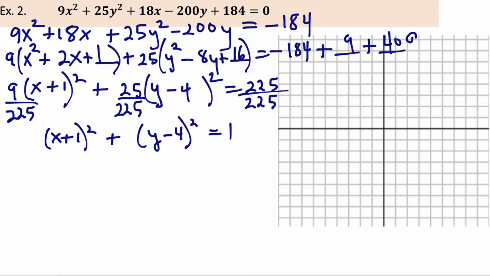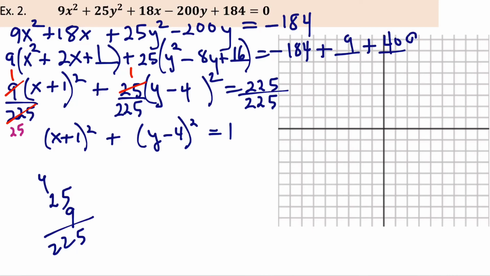All right, let's reduce those fractions here. 9 goes into 9 once and into 225 25 times. 25 goes into 25 once. Wait a minute. So this 9 times 25 is 225, so reducing this is actually 25 here.